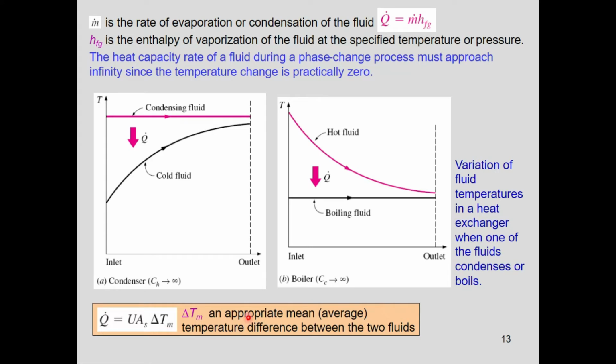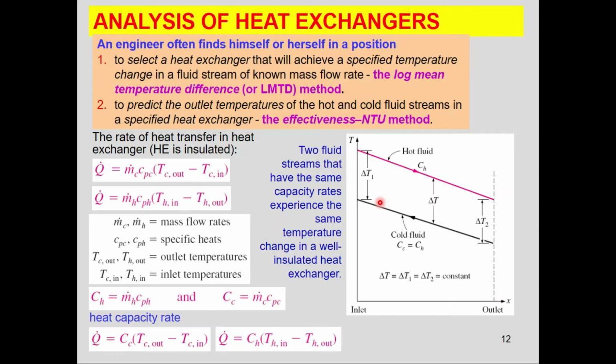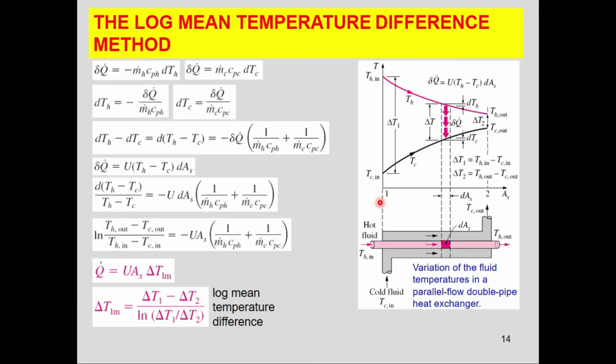So we know that delta T, which is the temperature difference, varies along the length of the heat exchanger, right? Let me just show you on the previous diagram, this diagram. This is the parallel flow heat exchanger. As you can see, the delta T at the start of the heat exchanger is very high, and the delta T at the end of the heat exchanger is very small. So this delta T varies along the length of the heat exchanger.